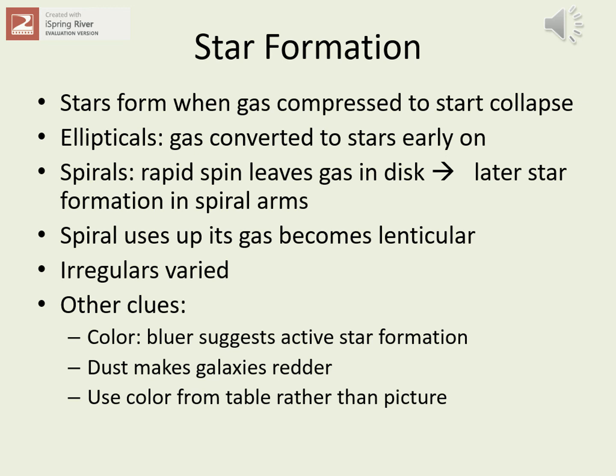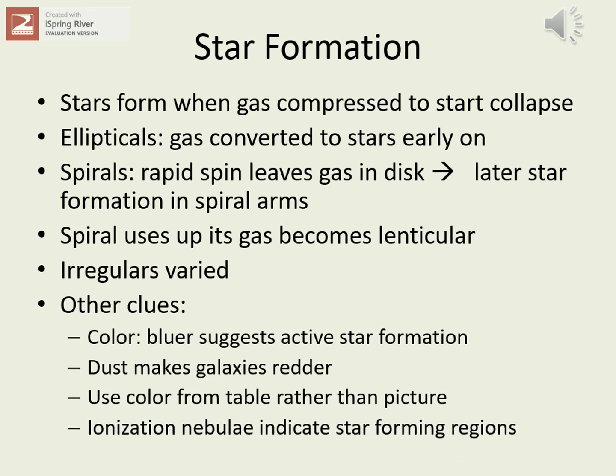Also remember to use the color defined in the table rather than in the picture, since the picture colors aren't standardized. Another sign you can look for are ionization nebulae. If you've got a very high resolution picture, you can look for these bright pink regions, which show active star formation happening in a galaxy. So use all of this information to decide if each galaxy is still making stars or not. Make sure you explain how you got to your conclusions.